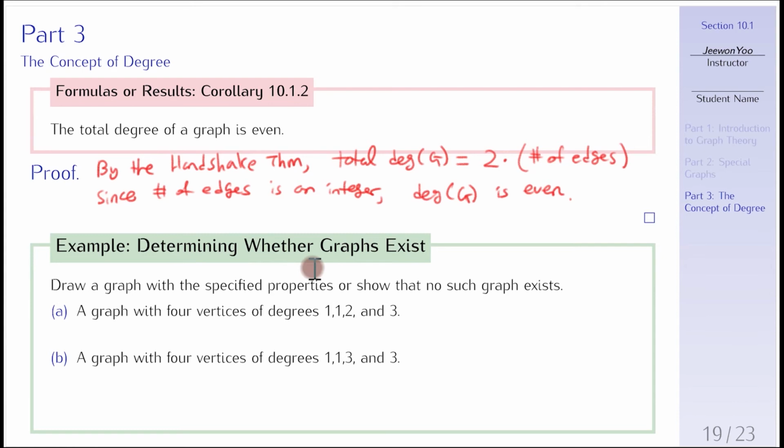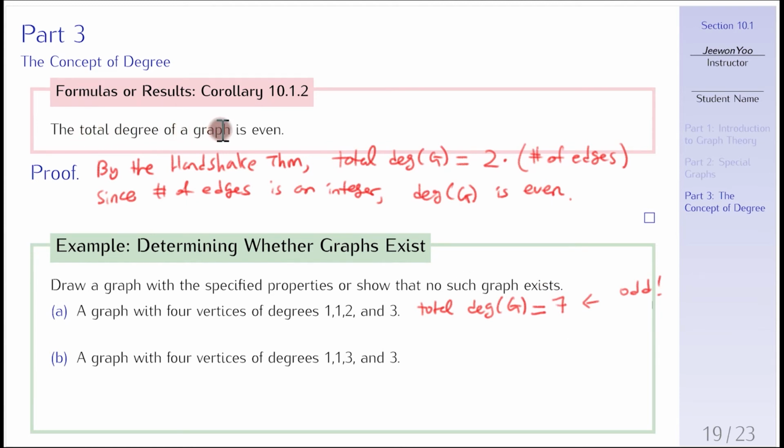Here's the first example. Draw a graph with the specified properties or show that no such graph exists. The properties we have is we have 4 vertices of a graph with degrees 1, 1, 2, and 3. So the total degree of graph G is 1 plus 1 plus 2 plus 3, which is 5 plus 2 is 7. This is an odd number, which means it's against what we have proved.